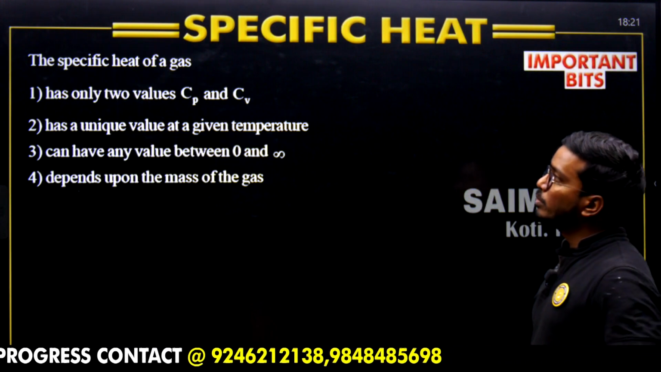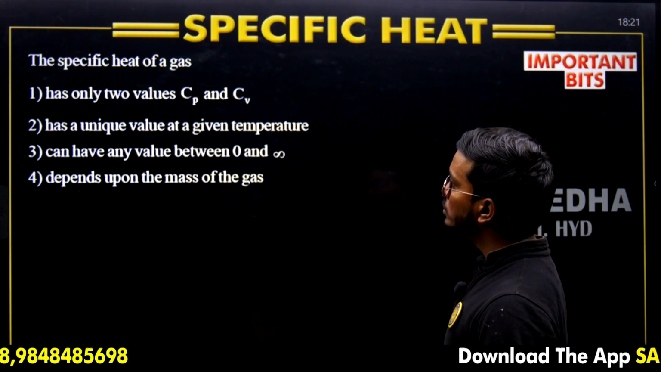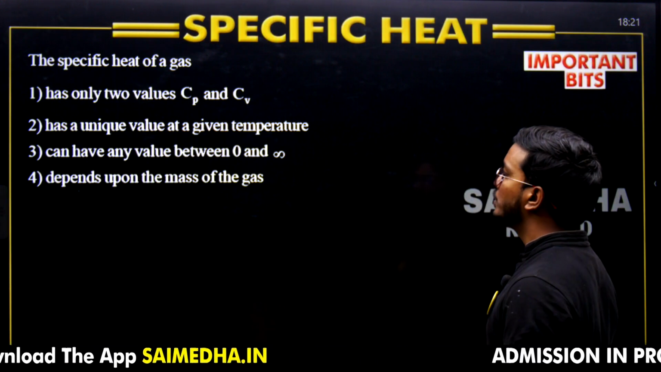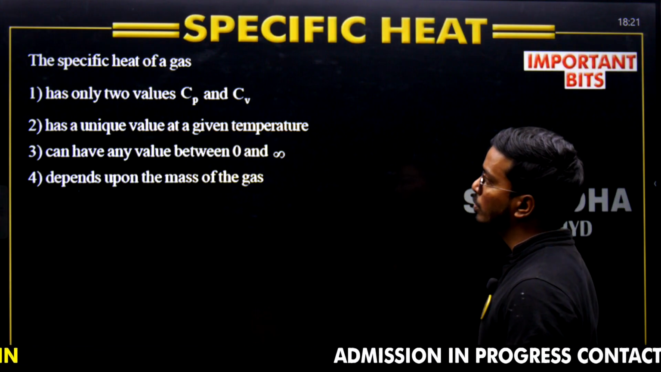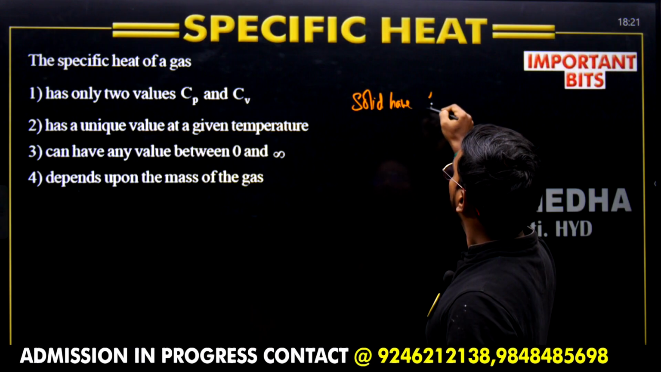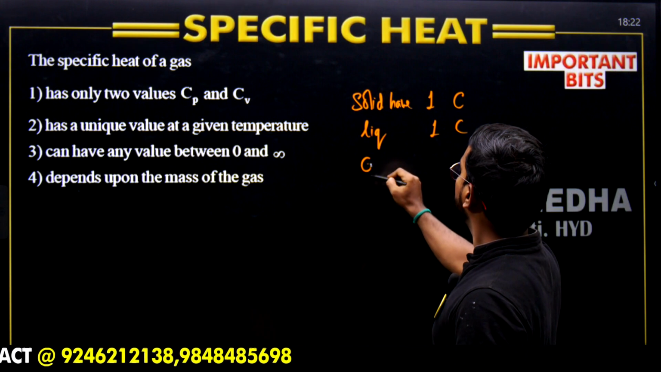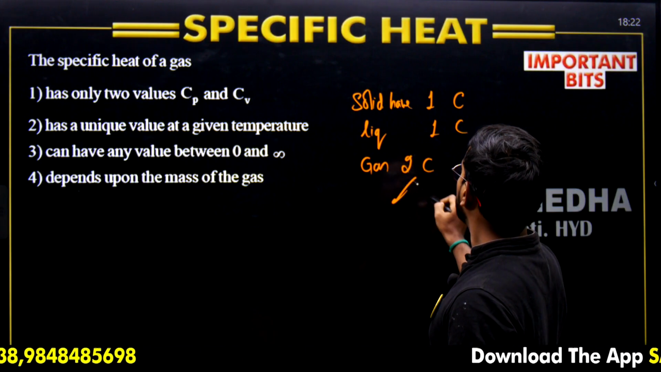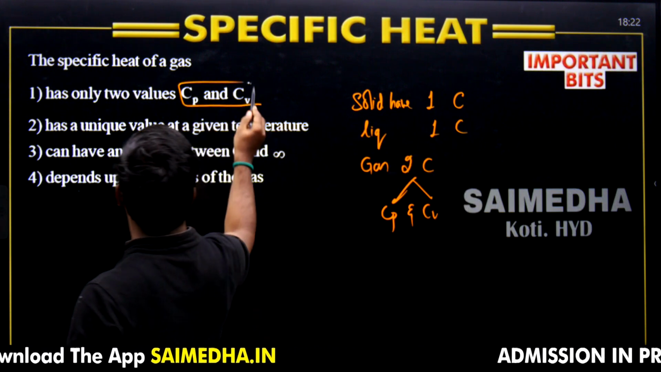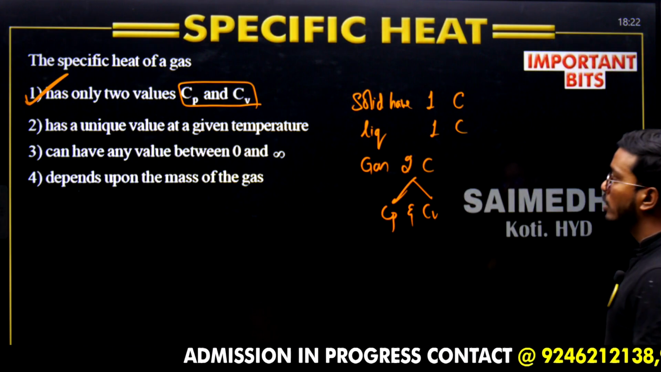The next question: specific heat of a gas has only two values Cp and Cv; a unique value at a given temperature; can have any value between 0 and infinity; depends upon the mass of the gas. No. Solids have one specific heat. Liquids, one specific heat. Gases, two specific heats, Cp and Cv. Only two values will be there. The answer is the first one. Next question.